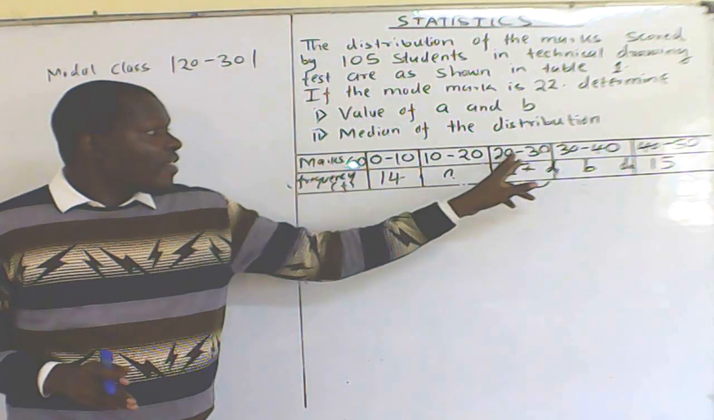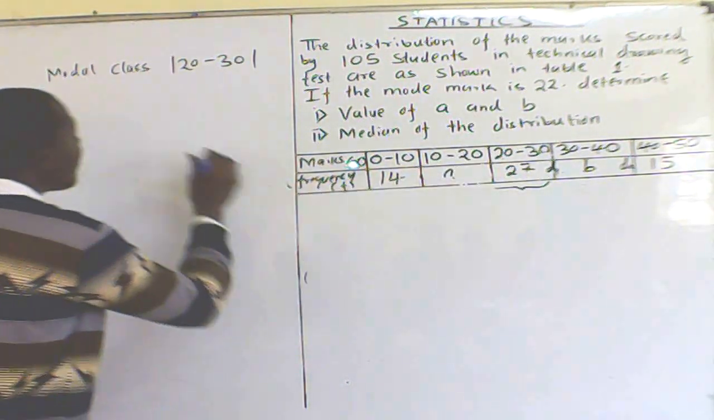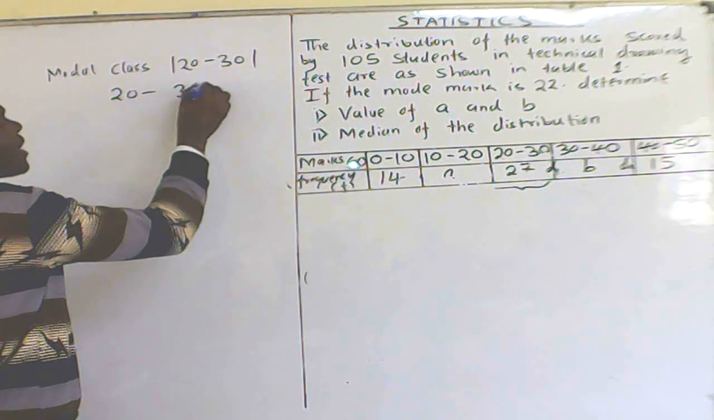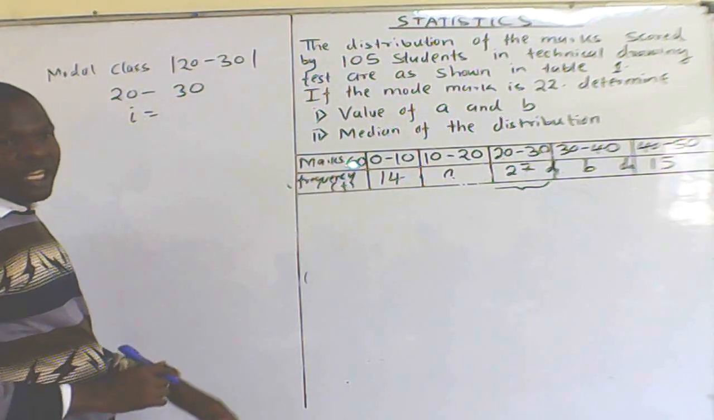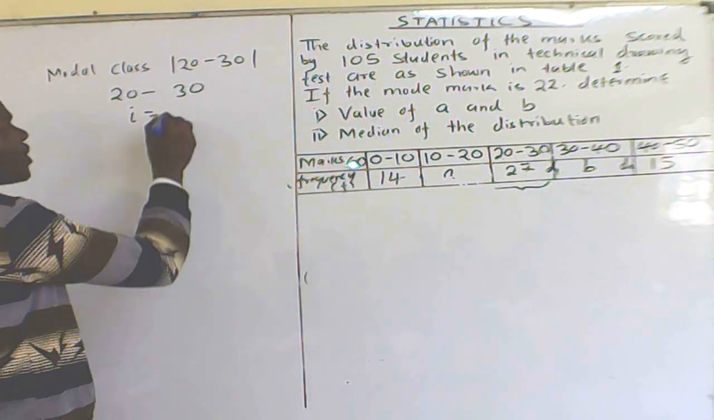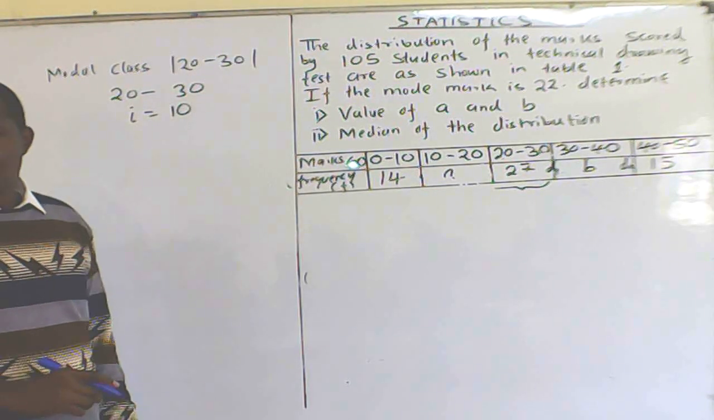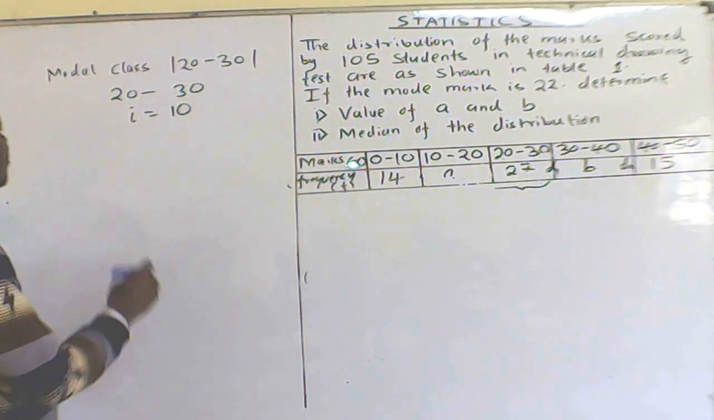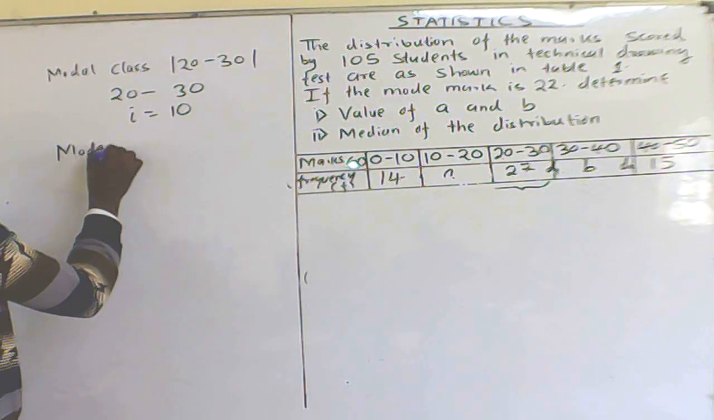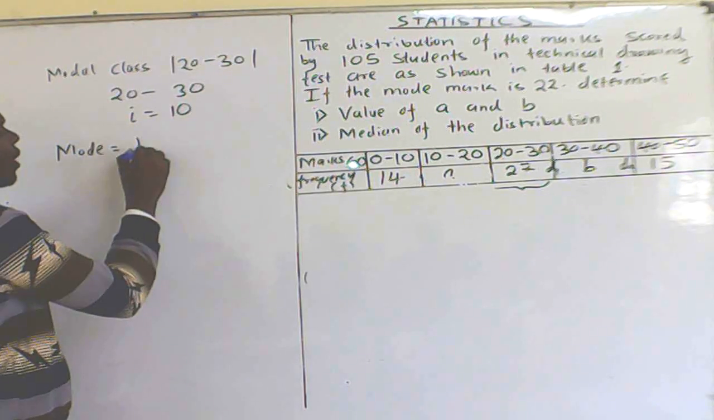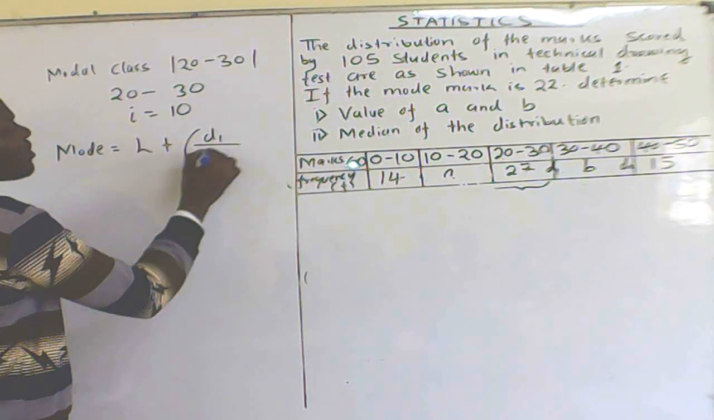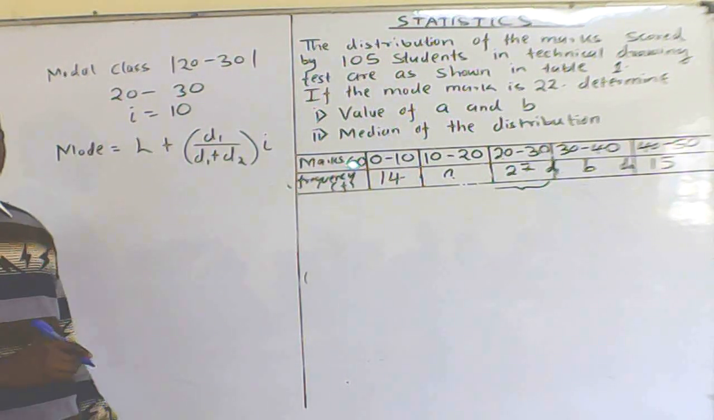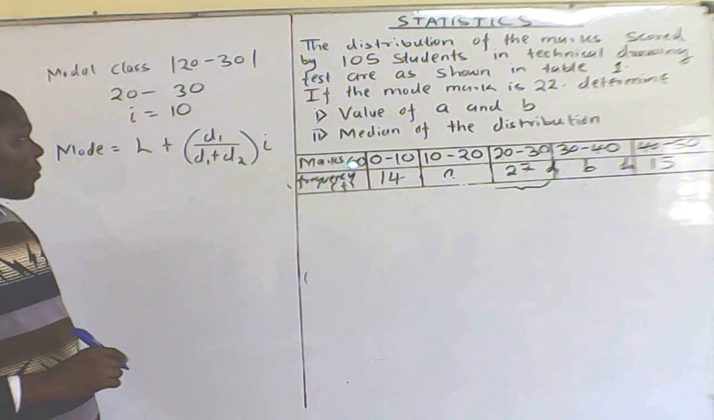So for that modal class, what are the limits? The lower limit is the average there, which is 20, and the upper limit is 30. So from there we are able to see the class interval: 30 minus 20 gives a class interval of 10. After getting the class interval to be 10, you write the formula of the mode. The mode is given by the lower class limit of the modal class plus D1 over D1 plus D2, into I, the class interval.